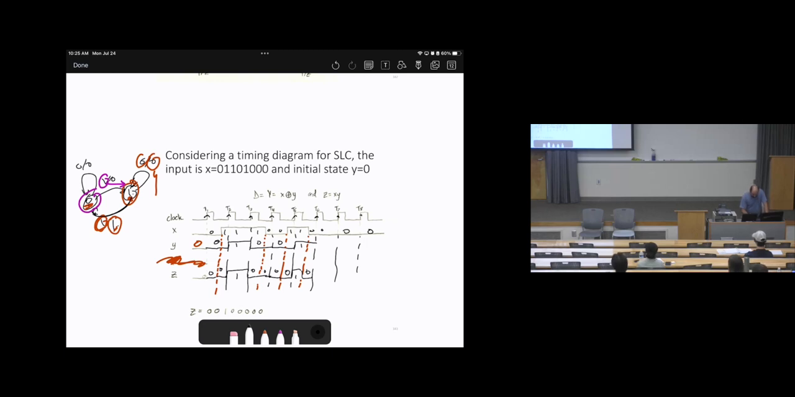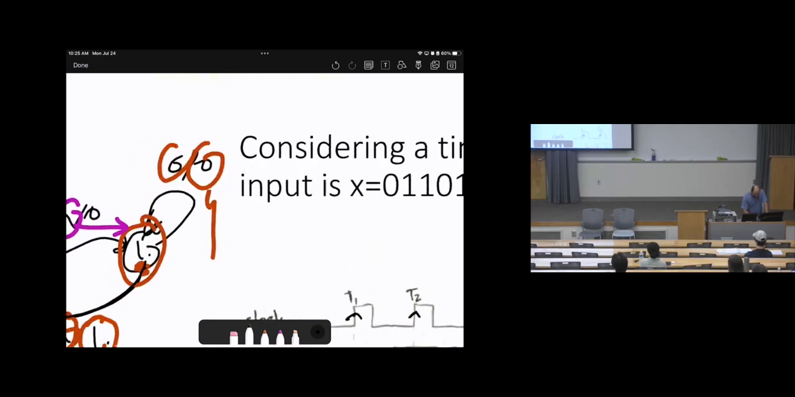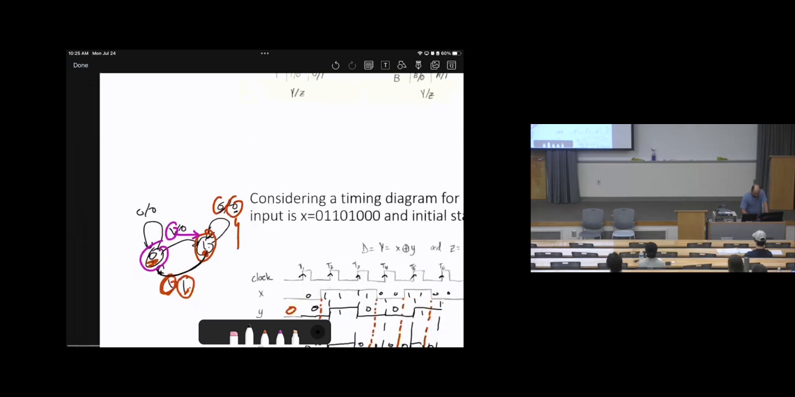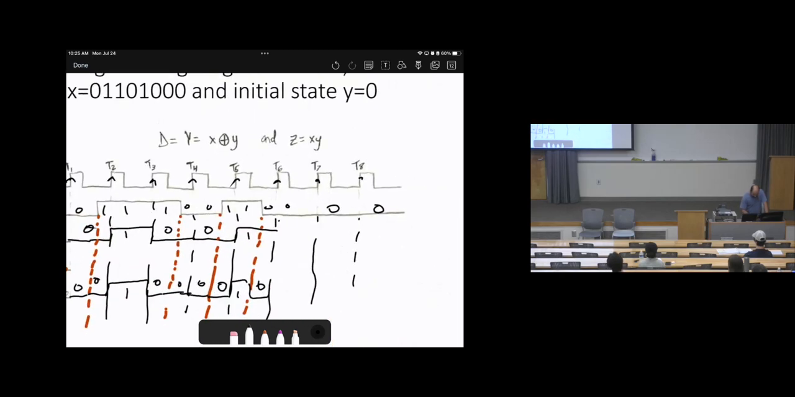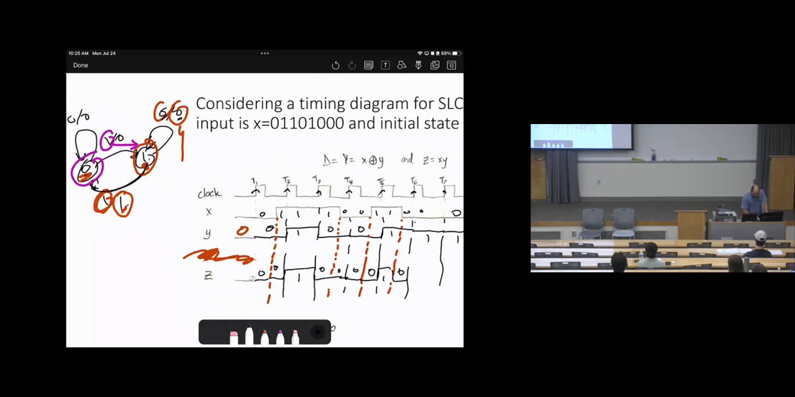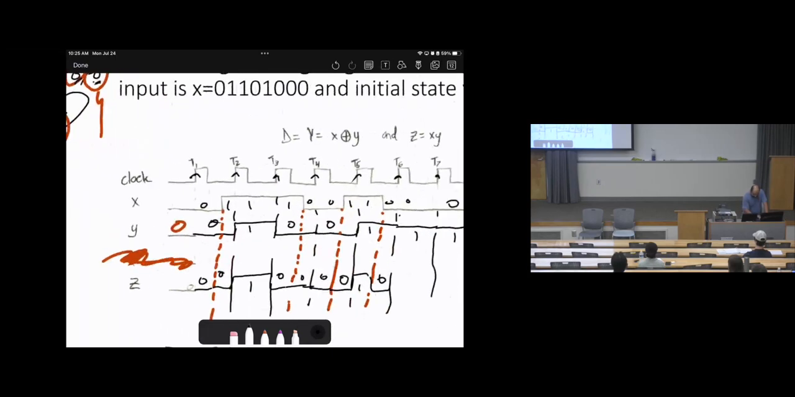Then, here is the update. The input is 0. We are still at state 1. The input is 0, the output is 0, and we will remain at 1. So if the input is 0, we will remain at 1. Input is 0, remain at 1. Input is 0, remain at 1. While for the outputs, since we are remaining at 1 and the input is 0, the output will be 0 for the rest.